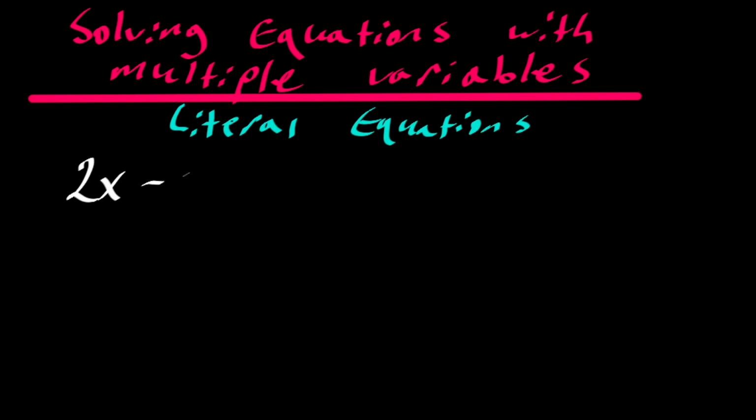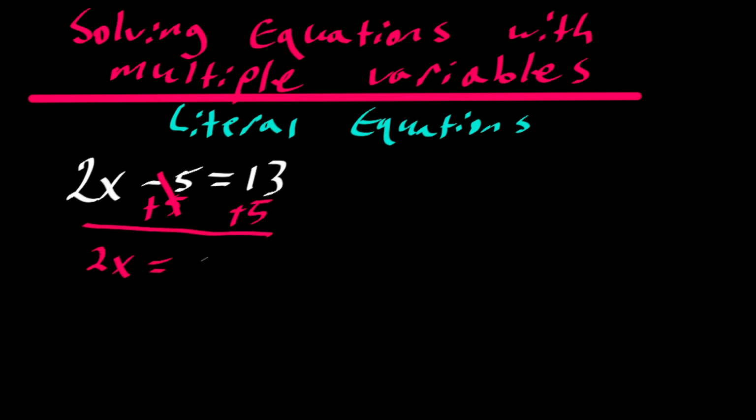So let's say we had 2x minus 5 equals 13. So what would we do to solve this? Well, first we would add 5 to both sides. 2x is going to equal 18. And then the second step would be to divide by 2 to isolate our variable. So x would equal 9.